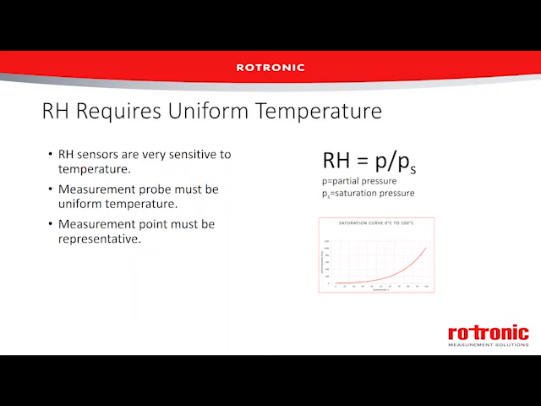So we've got to be careful, because relative humidity sensors are very sensitive to temperature. They tend to be very small and have a very low thermal mass, so temperature can affect them quite easily. We need to make sure that the sensor is at a uniform temperature, and that the temperature is representative of the environment that we're trying to measure. Otherwise, we'll end up getting a relative humidity value which is correct for where that sensor is, but might not describe what we want from our measurement environment.